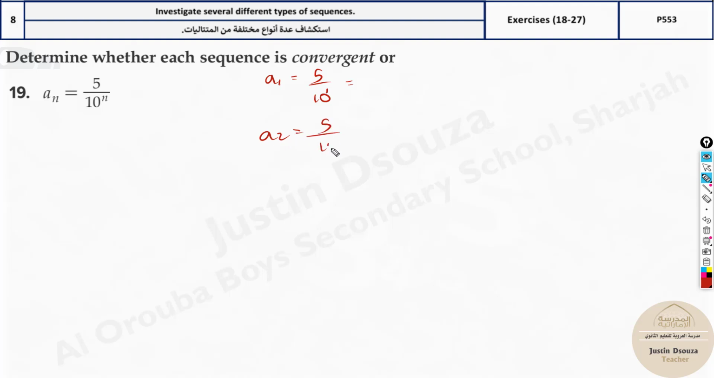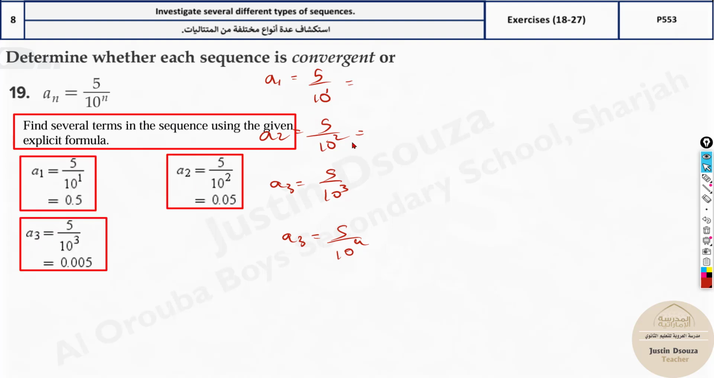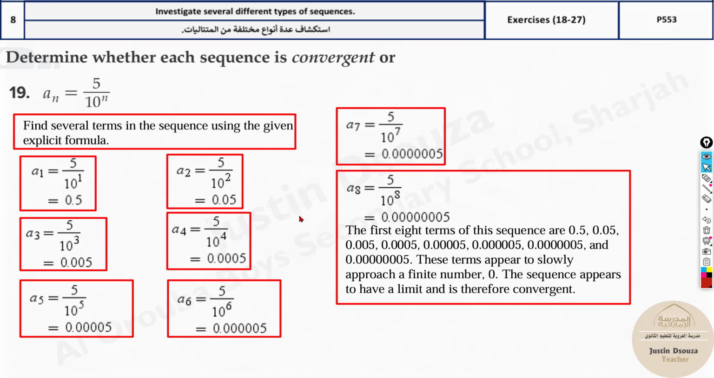a2 will be 5 by 10 squared. a3 will be 5 by 10 cubed, 5 by 1,000. a4 will be 5 by 10 to the power 4 and so on. Just put them in the calculator, you can get the answers. So over here, you can see it's 5 by 10, 0.5, now 0.05, 0.005, it keeps on going. This is by 10,000, so you'll have 3 zeros and then 5. So what is happening here? If you keep on increasing the values, it's going extremely close to 0. So they are all converging.